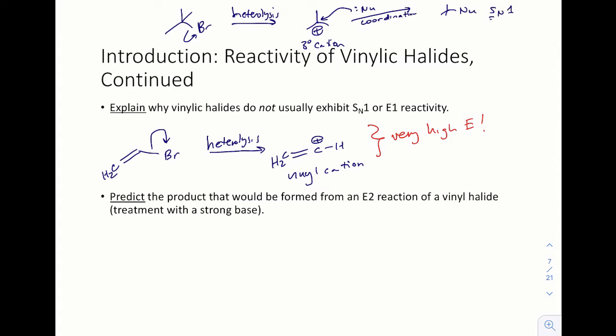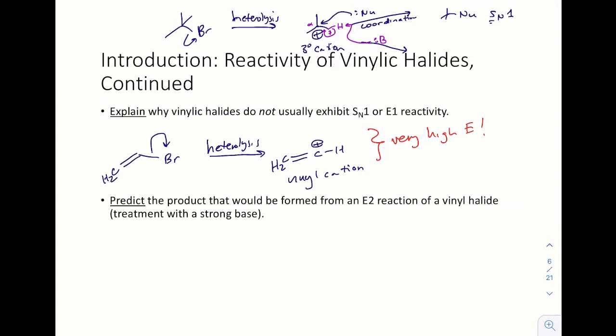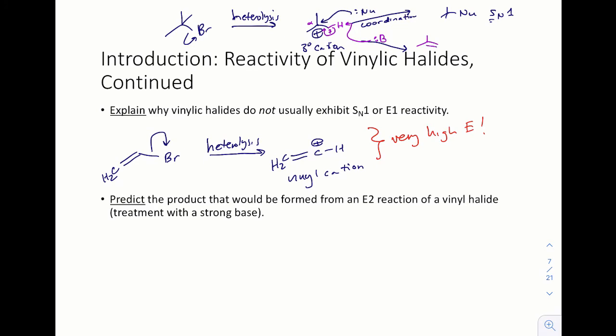Substitution, that's what the S stands for. Versus an E1, where the electron-rich species, the base, deprotonates beta to the cationic carbon to generate an alkene. So those reactions, SN1 and E1, do not usually occur for vinyl halides just because the vinyl cation intermediate is very high energy.